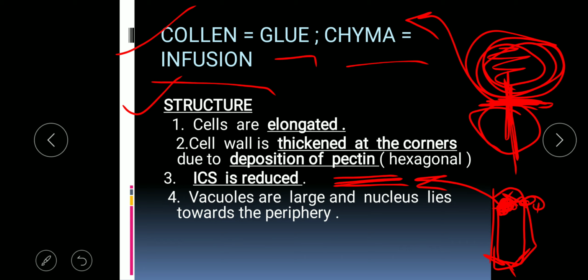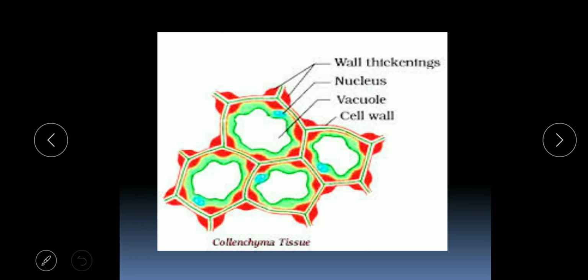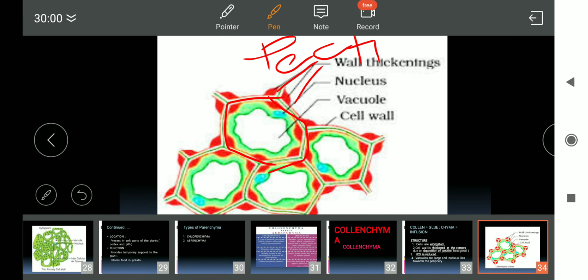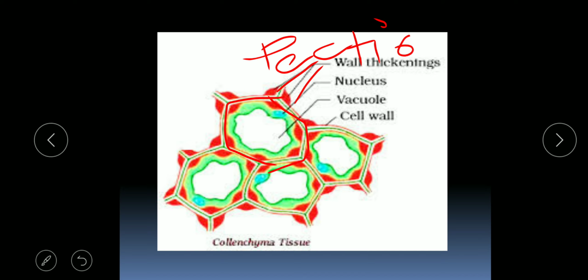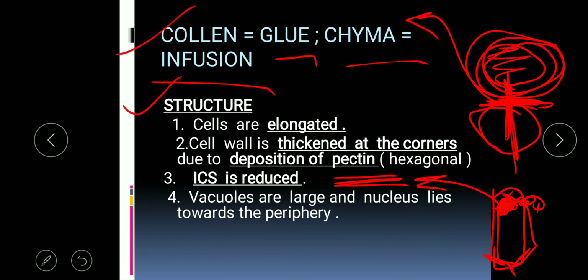So pectin is a type of polysaccharide which is deposited at the corners of the collenchymatous cells, and if you observe this collenchyma from the upper view, it will appear hexagonal in shape. So this deposition is due to which substance? That is pectin. The cell wall is thickened at the corners due to the deposition of a substance known as what? Pectin. And pectin is what? A polysaccharide.